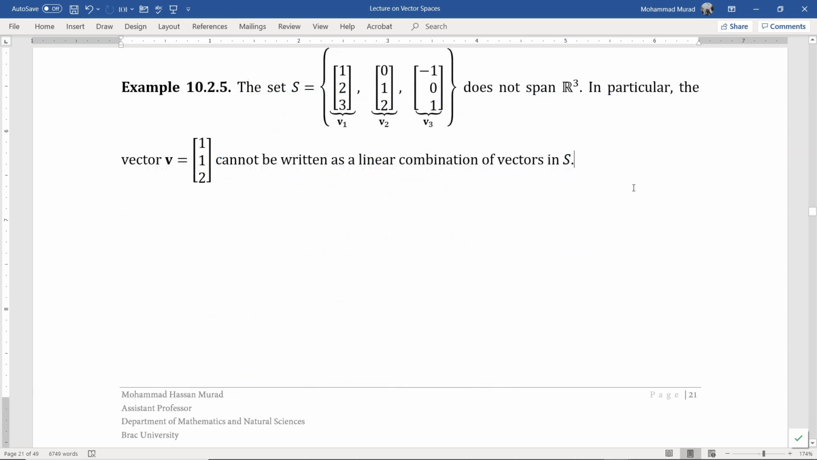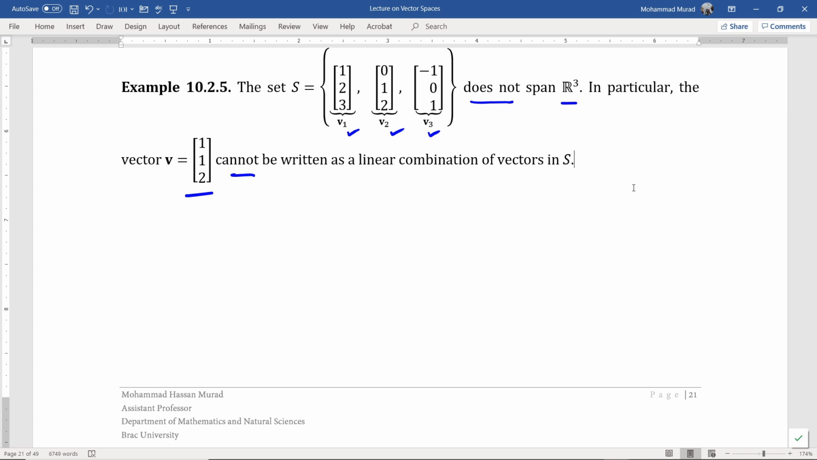Let's try another example. The set S with these three vectors v sub 1, v sub 2, and v sub 3 with components as shown does not span the vector space R3. It means that some vectors in the vector space R3 cannot be written as a linear combination of the vectors in the set S. In particular, we can show this vector v with components 1, 1, 2 cannot be written as a linear combination of vectors in S. Hence, the set S does not span the vector space R3.